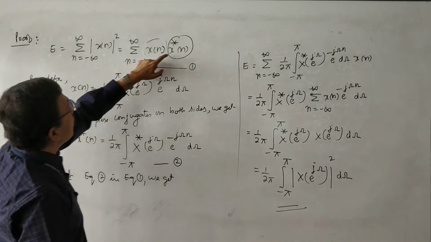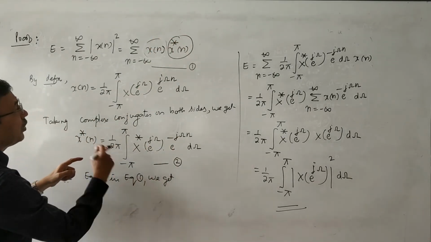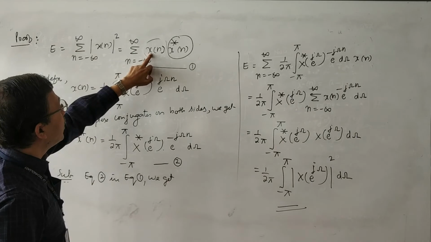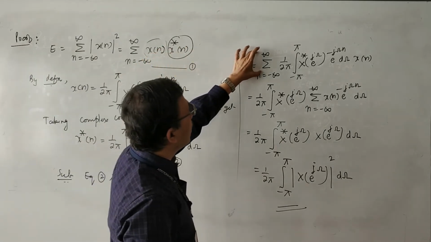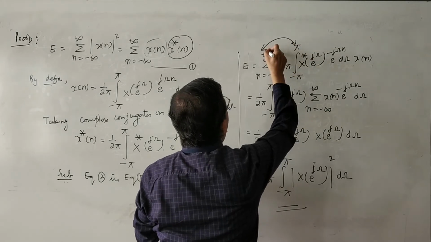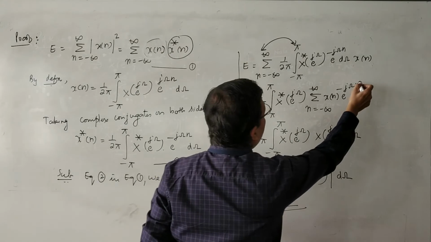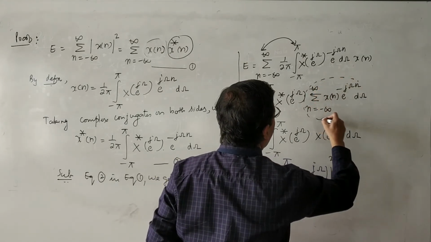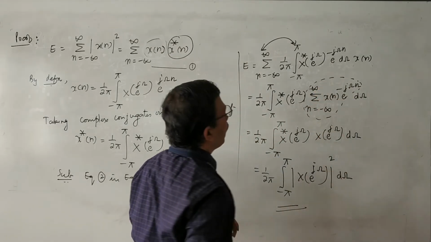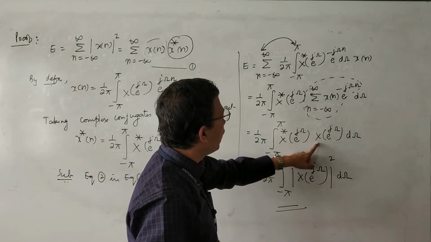Substitute, replace this x conjugate of n by the right hand side of equation 2. X of n remains unchanged. That results in this equation. I am interchanging the integration and summation orders. That results in this equation. This summation gives the defining equation for finding DTFT of x of n. Therefore, it is nothing but x of e power j omega.